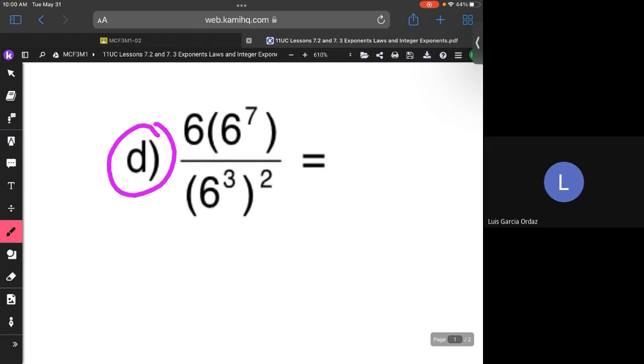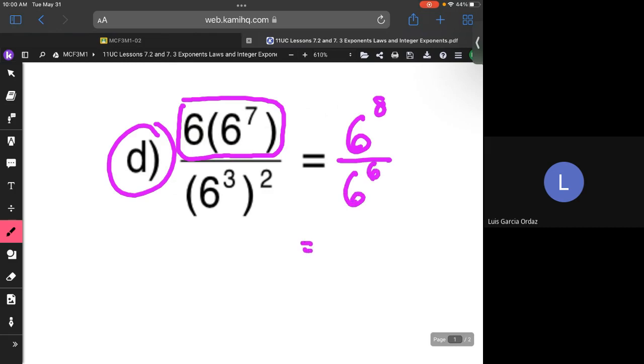Can someone tell me what they got for the numerator? Abby, is that the top one? What's 6 times 6 to the 7? Didn't you add? So what is that? 6 to the power of 8. Yep. Over 6 to the power of 6. And then that is 6 to the power of 2, because you subtract. And then 36.